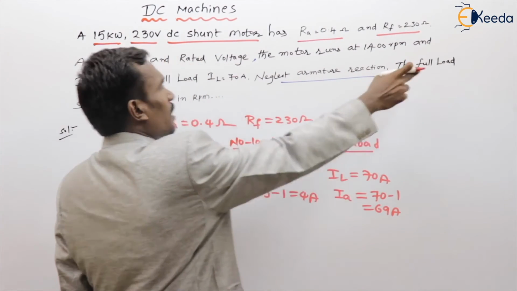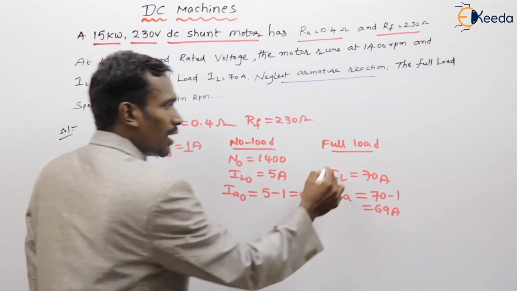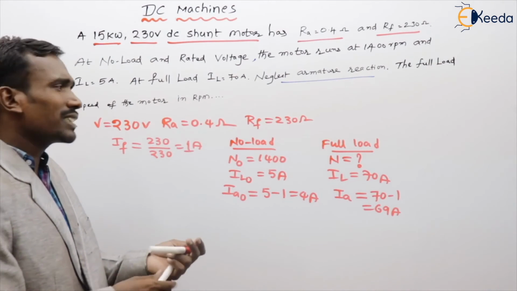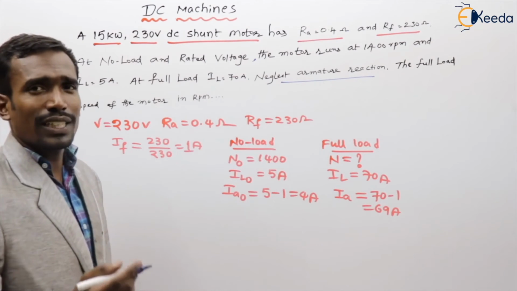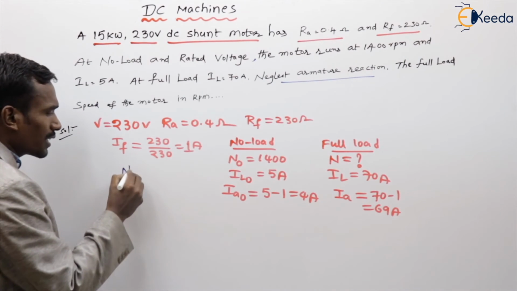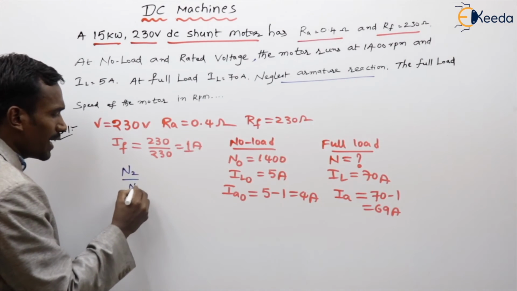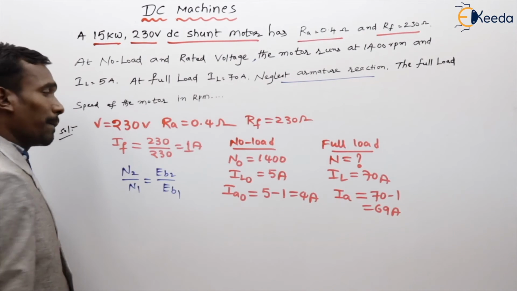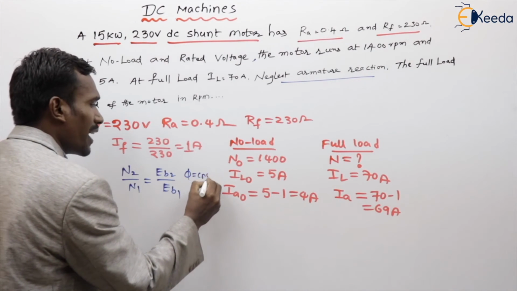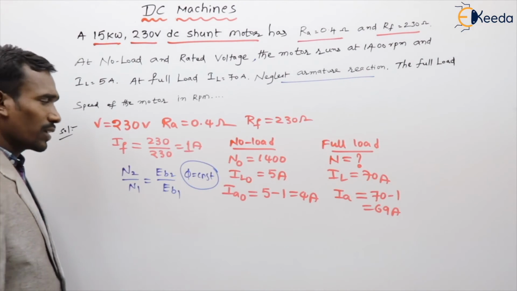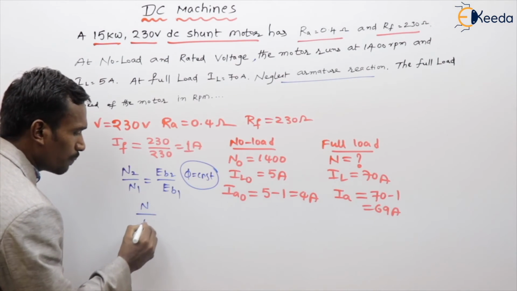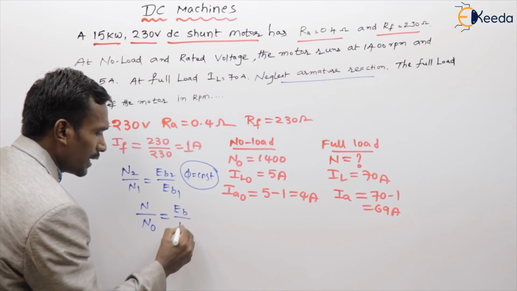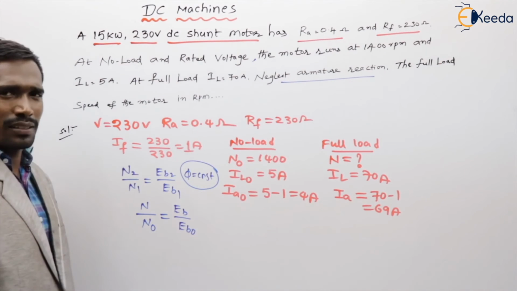Neglect armature reaction, the full load speed of the motor. Now I want the speed of the motor. What is the formula for this question? Generally, the speed N2 by N1 is equal to EB2 by EB1, because here the flux is constant in a shunt motor. Now, the speed at full load by speed at no load is equal to EB at full load by EB at no load. This is the answer.